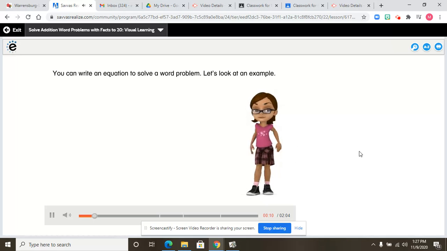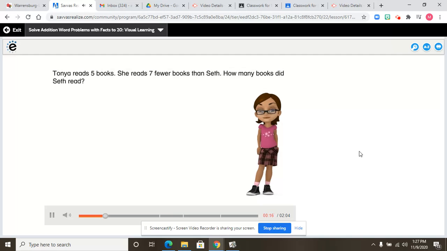You can write an equation to solve a word problem. Let's look at an example. Tanya reads 5 books. She reads 7 fewer books than Seth. How many books did Seth read?